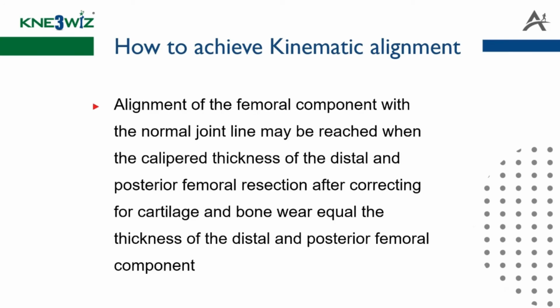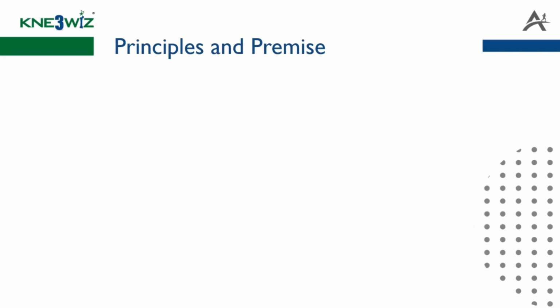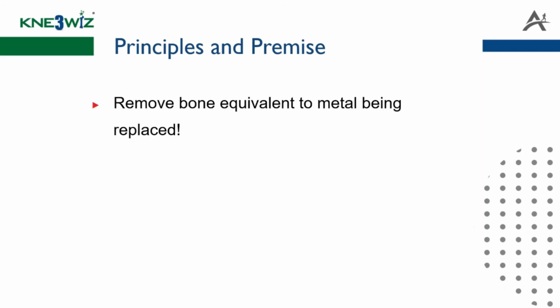To restore distal and posterior joint lines, calipered thickness of distal and posterior femoral resection is performed, correcting for cartilage and bone wear. Thus, the thickness of the components will restore the natural distal and posterior joint lines for that patient. Thus, the principle is to remove bone equivalent to the metal being replaced after compensating for wear.